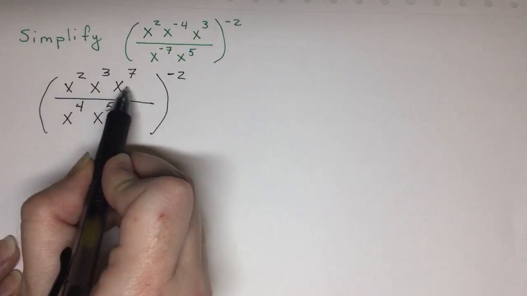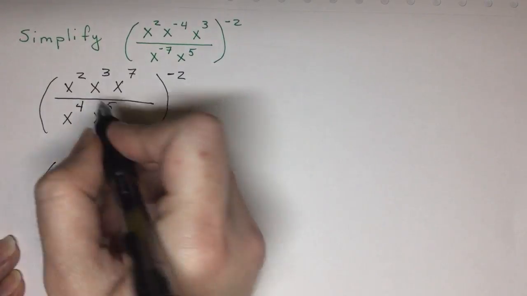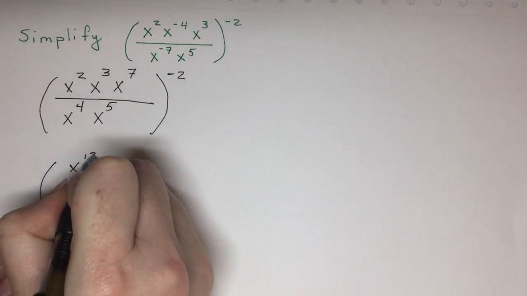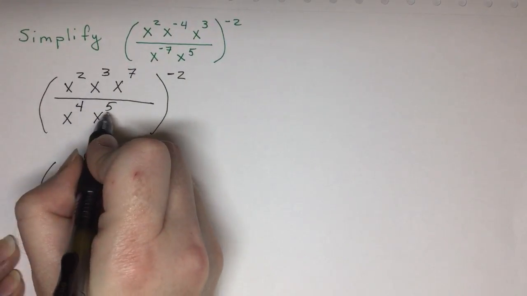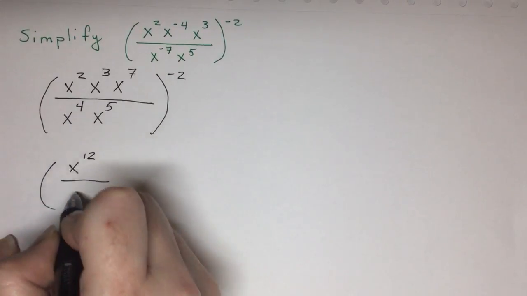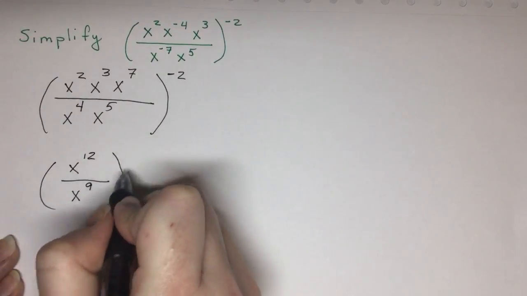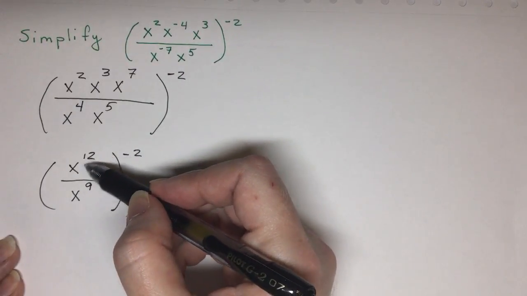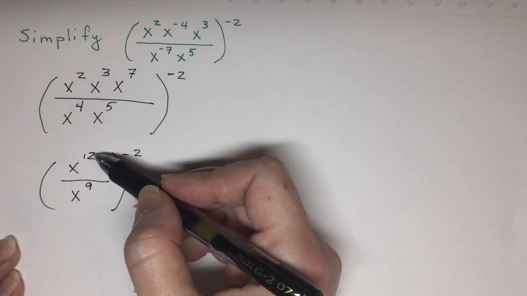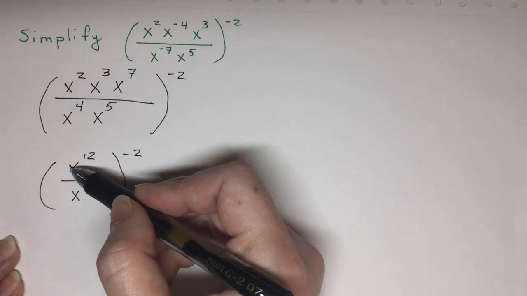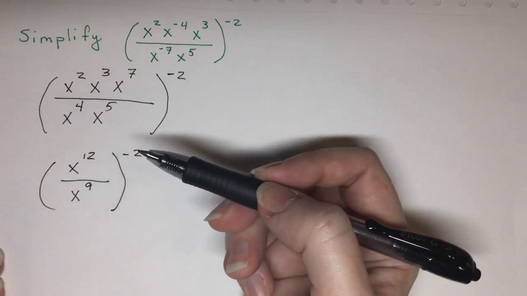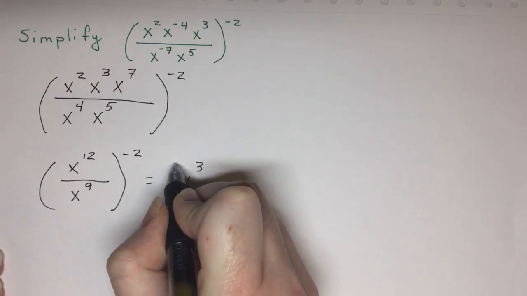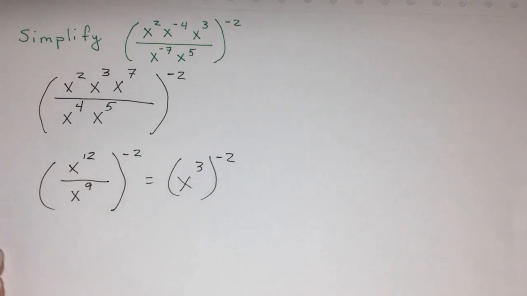Well, same base with multiplication, I can add. X to the 2 plus 3 is 5. 5 plus 7 is 12. X to the 4, X to the 5th, 4 plus 5, X to the 9th. This is still to the negative 2. Same base with division, I subtract. I have more bases on the numerator, so my answer is going to stay on the numerator. 12 minus 9 is 3, so I have x cubed. This is still all to the negative 2.